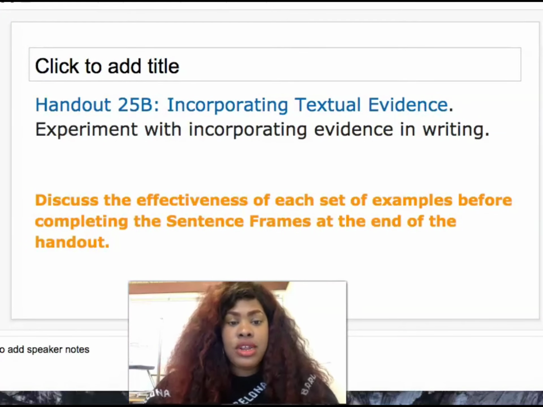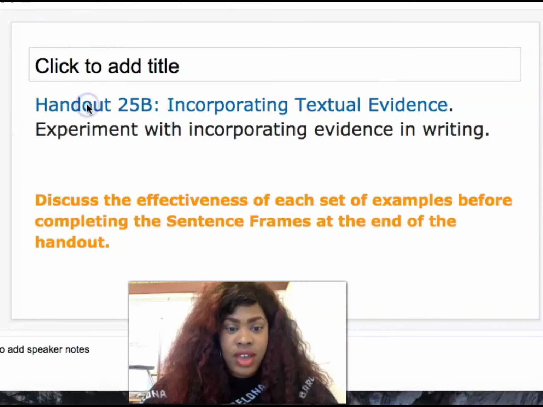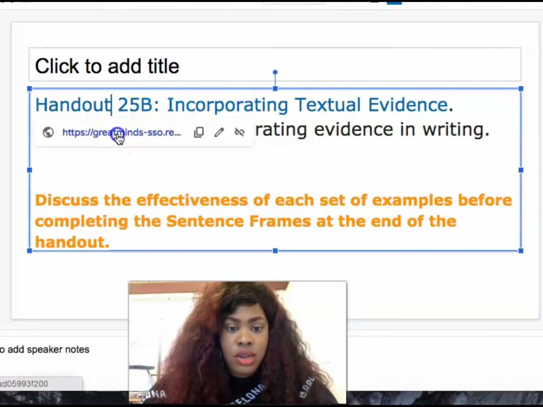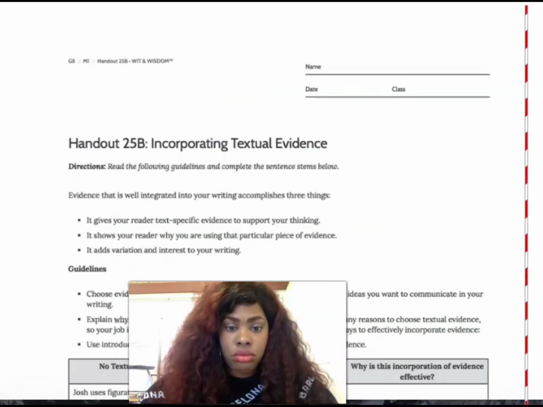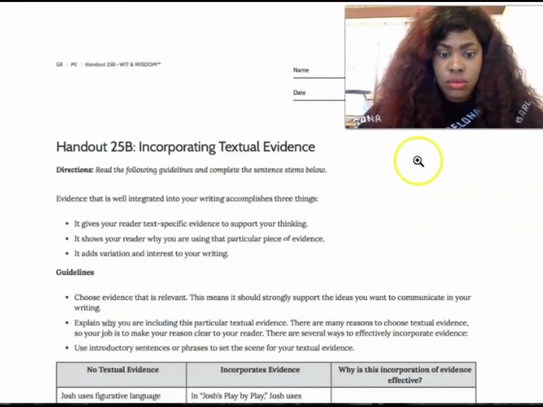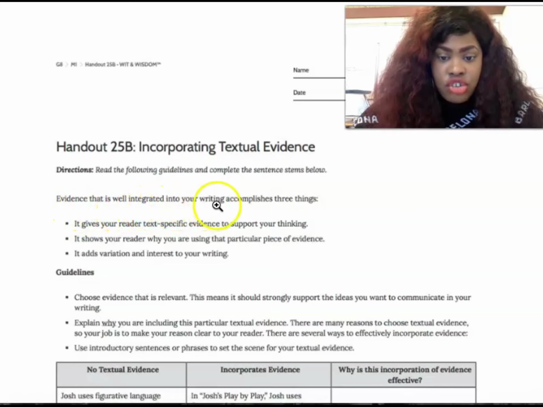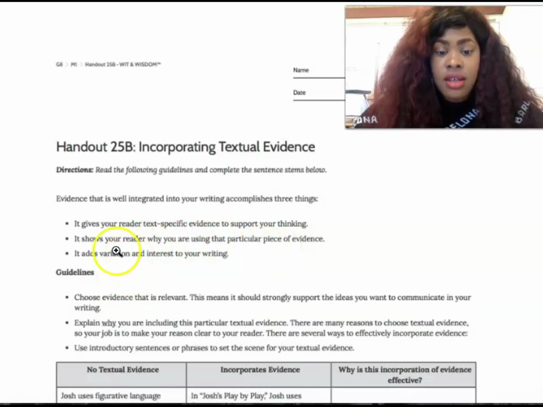So to continue with incorporating text evidence, I want us to look at handout 25B so we can see what we're going to be doing for our work. So here it says, read the following guidelines and complete the sentence stems below. Evidence that is well integrated into your writing should accomplish three things. It should give your reader text-specific evidence to support what you're thinking. It should show your reader why you are using that particular piece of evidence. And it needs to add variety and interest to your writing.